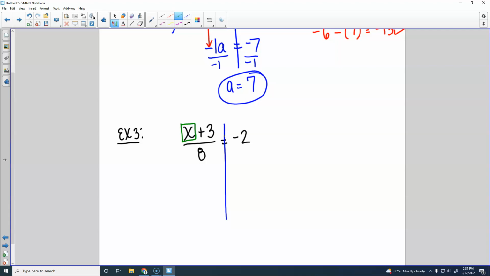So I've got to decide whether to get rid of the 3 or the 8 first. Okay? What do you think, Aiden? The 8. Because they're not written, but when we have a fraction written like this, it's like we have parentheses around that numerator. So that x is grouped with the plus 3. Those are the closest together.